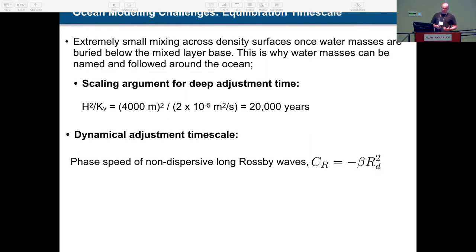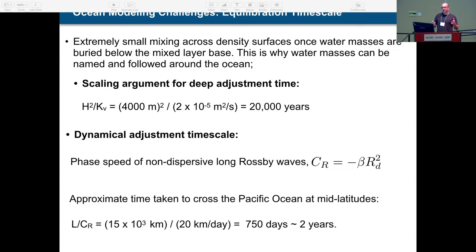In contrast, if you just look at the dynamical adjustment time, so how long it takes, for example, a non-dispersive long Rossby wave to cross the ocean basin, and here I'm using the dispersion relation for this kind of wave given by C sub R. If you take the Pacific Ocean as an example, it will take approximately 2 years for this wave to propagate, which compared to 20,000 years is very fast. But compared to the atmosphere, like how long it takes for a front to propagate, 2 years is very long if you make an analogy with this same kind of phenomenon in the atmosphere, which is much faster.